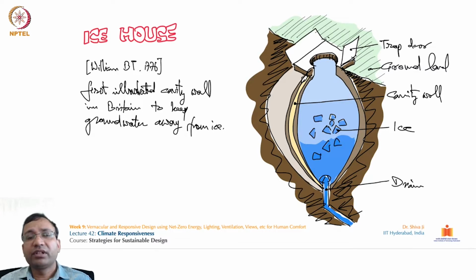So how is this used in several places, in several countries, and in what ways? We will discuss with the help of some case examples. In this structure, this is the first illustrated cavity brick wall, which was found in the country of Britain, and the cavity wall is kept to keep the groundwater away from the inside. Okay, so this is the approach which has been used in this design. You can see how this is passing from the external side of it.